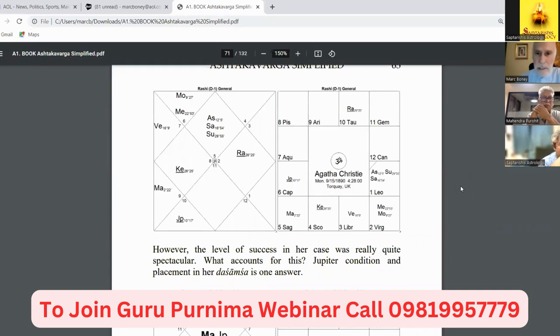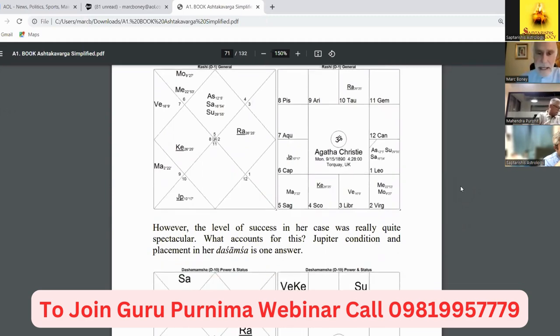And some of her most common and well-known works, things like Murder on the Orient Express, Death on the Nile, these things that have also been made into movies from her books, they all were written in her Jupiter major period, which is the 5th Lord of authorship. But you can see that it goes to the 6th house and it's in its debilitation sign. Now, there's a way in which such a planet gives Raja Yoga. I won't go into explaining that.